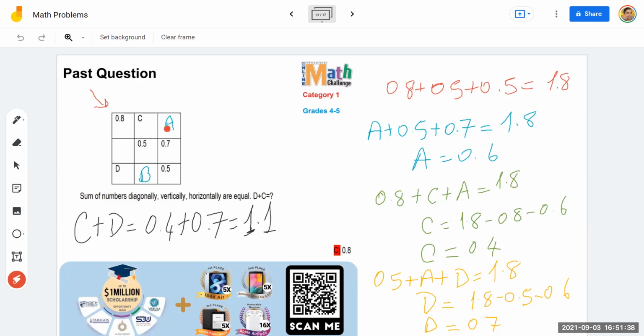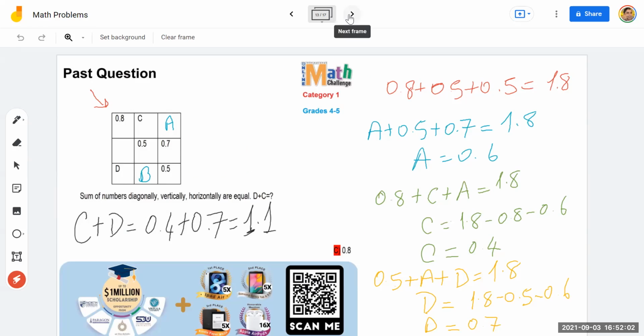So C comes 0.4. And also, if we check this diagonal, A plus 0.5 plus D equals, again, 1.8, the same total. So from here, we get D equals 0.7. And finally, the question asks, what is D plus C? D plus C is 0.4 plus 0.7, which is 1.1.